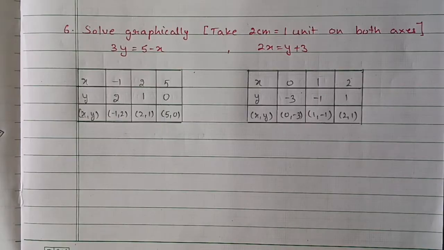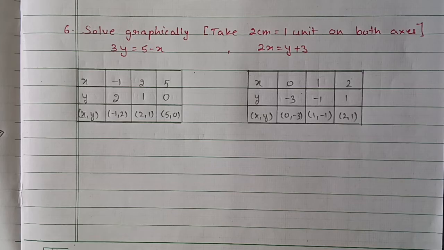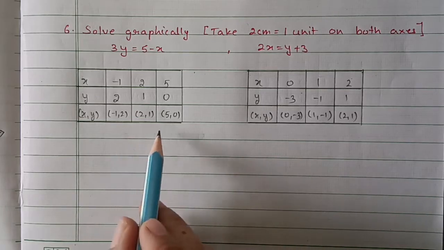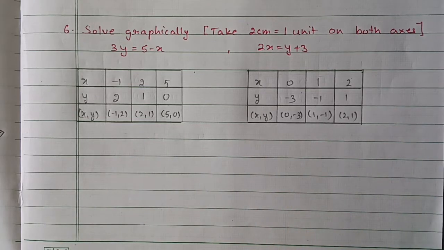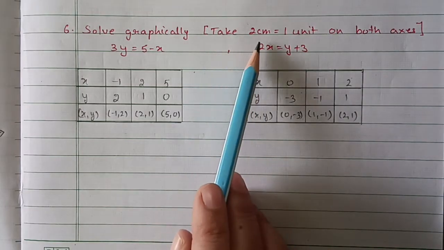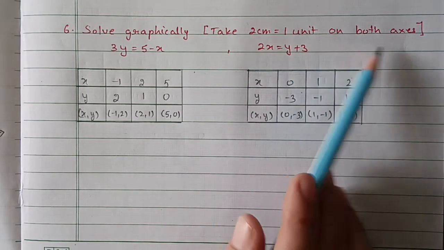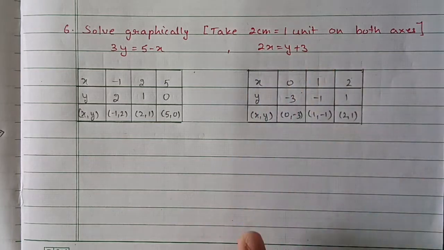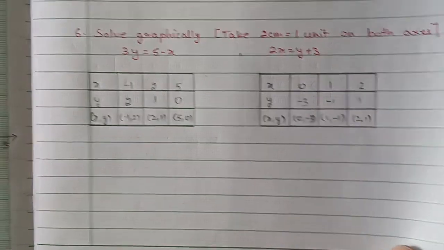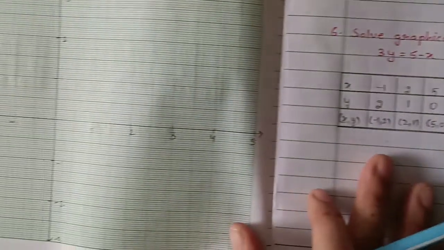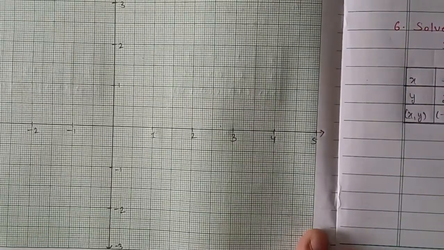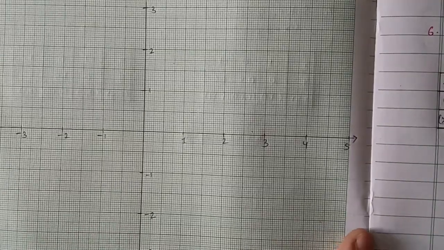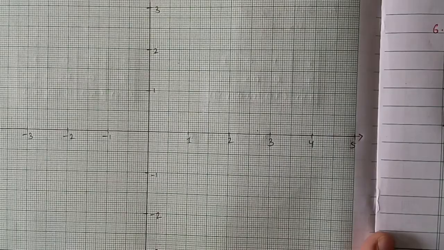Next we have question number 6. Solve graphically. 3y equal to 5 minus x and 2x is equal to y plus 3. So first 3 plotting points we will find out for both the line. After that we will plot. So here they have given take 2 cm is equal to 1 unit on both the axes. So scale we will take according to this. So first mark x-axis and y-axis and take scale according to the given in the question. 2 blocks is equal to 1.